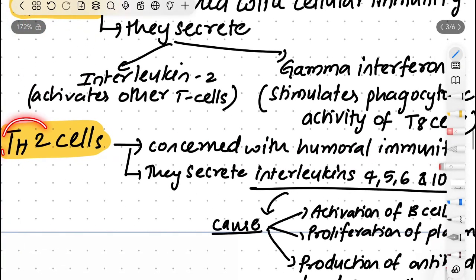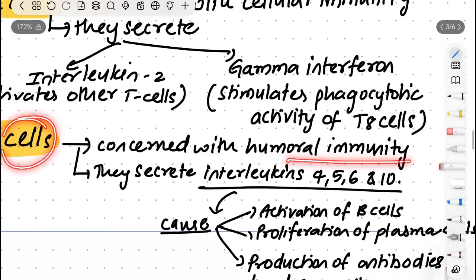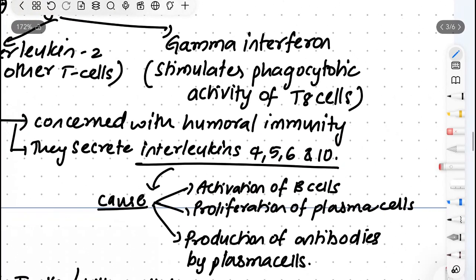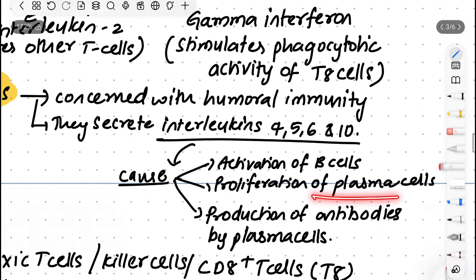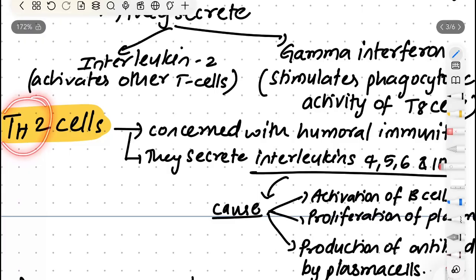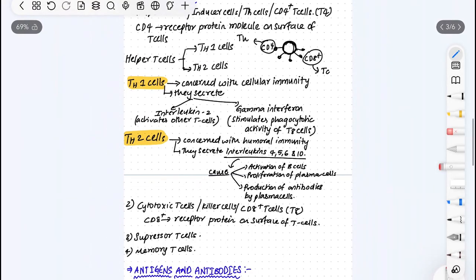T helper 2 cells are concerned with humoral immunity, so they cause the activation of B cells, and they also cause the proliferation of plasma cells and production of antibodies by plasma cells. So these are the three main functions of these interleukins released by T helper 2 cells. I hope you are clear with this.